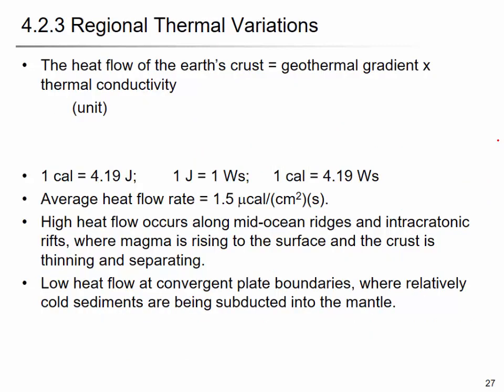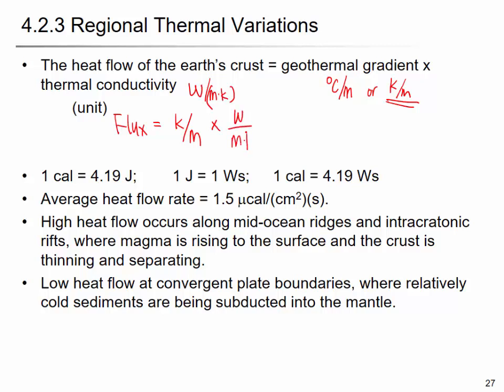So then, heat flow of the Earth's crust. The heat flow is, I showed you the example before, geothermal gradient times thermal conductivity. So let's calculate the unit. The geothermal gradient is degrees per meter, or maybe Kelvin per meter. And the thermal conductivity unit is what? Watt per meter Kelvin, right? So let's use the Kelvin. Then the heat flow, or the flux, will be Kelvin per meter, that's the geothermal gradient, times watt per meter Kelvin.